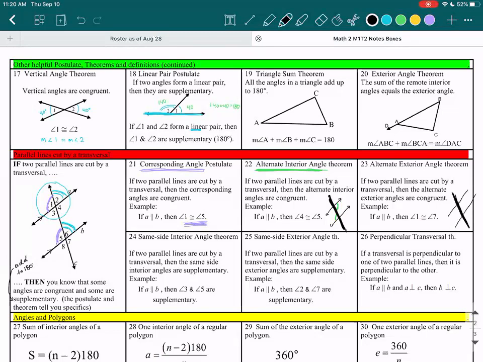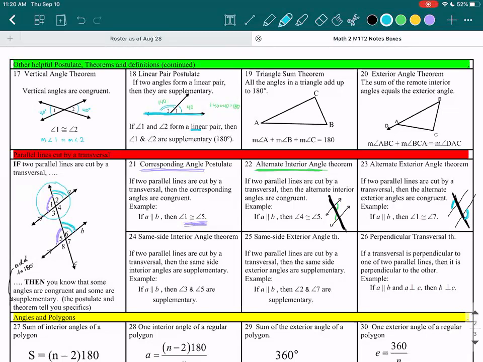Sorry, that's really bad parallel lines, but you get the picture. Alternate exterior angle theorem. So 1 and 7. So let me highlight 1 and 7. I'll just do it in another color again. 1 is this one over here. 7 is this one over here.